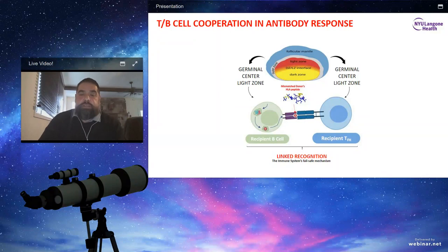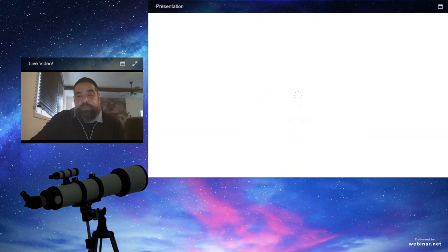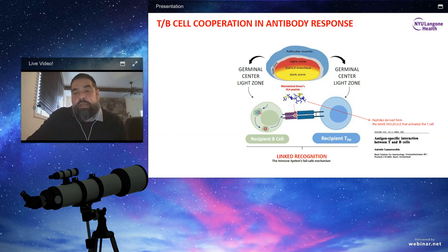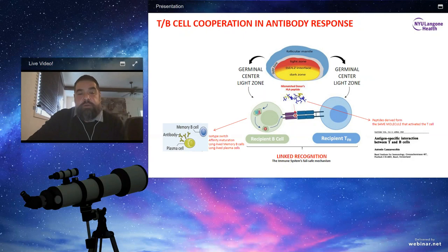is under this theory of linked recognition, which is the immune system's fail-safe mechanism. It's a mechanism that the immune system apparently has to prevent the generation of antibodies that are not specific for a target. This was discovered by Dr. Lanzavecchia many years ago. The theory speaks about the fact that the T cells need to recognize a peptide presented by the MHC2 of the B cell, a peptide that is derived from the same molecule that activated the follicular helper T cells to begin with. And when that happens, the B cell will go into class switching, affinity maturation, and then long-lived memory and long-lived plasma cells. This is the end stage of the de novo activation of the immune system.